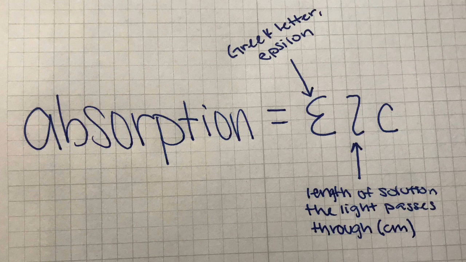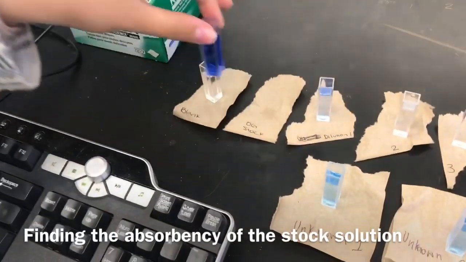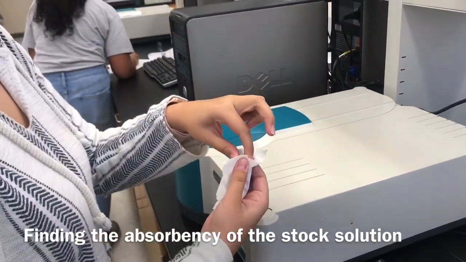Failing to zero the machine with a blank will result in a higher absorption than what is expected, because instead of the absorption of water being canceled out, it is added into the absorption for the solution. Here, Rachel is properly using the spectrophotometer to find the absorbency of the stock solution.